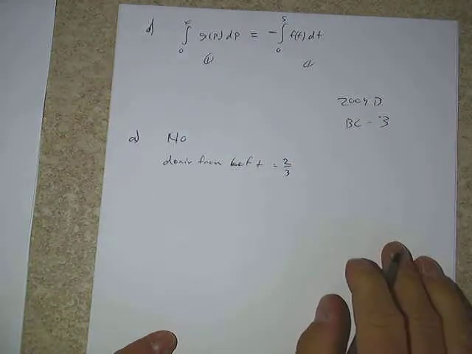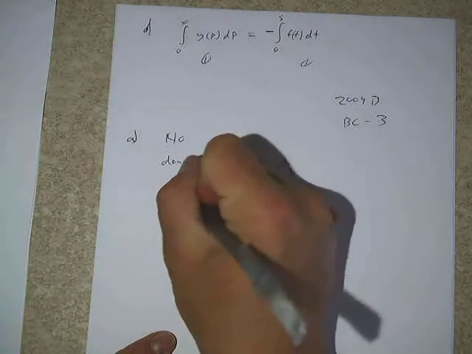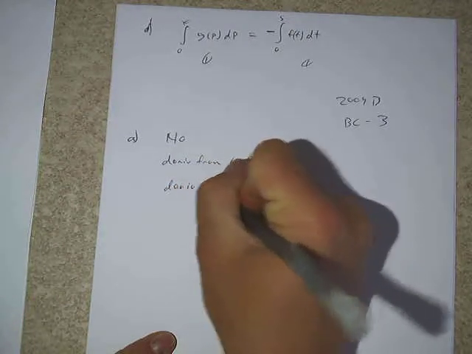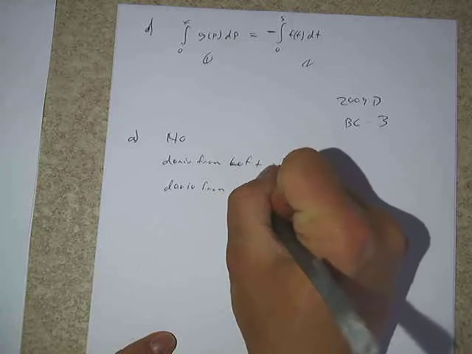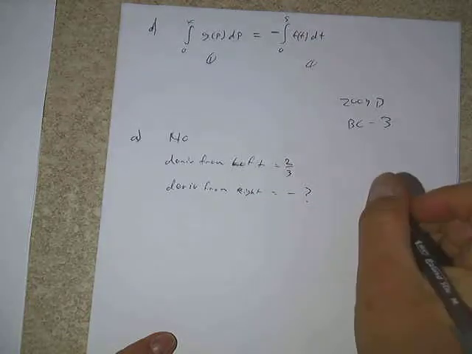And ultimately, in order for there to be a limit at 0, or in order to be differentiable at 0, the derivative coming from the left and the derivative coming from the right need to be equal to each other. Okay, so what do we know about the derivative from the right?